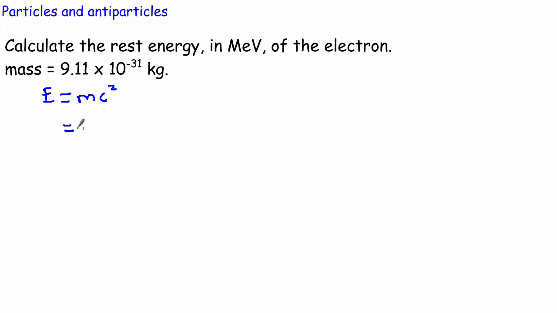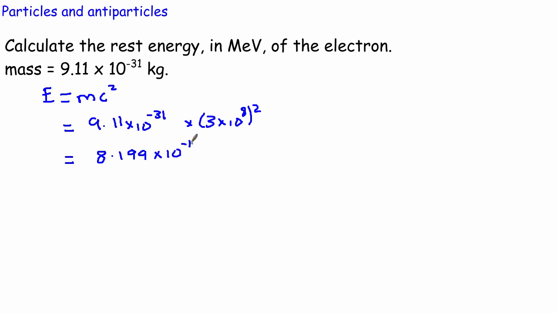We put our numbers in, so our mass of an electron is 9.11 times 10 to the power of minus 31 kilograms, and again we multiply it by the speed of light squared, so 3 times 10 to the power of 8 all squared, and if we do that we end up with an answer of 8.199 times 10 to the power of minus 14 joules. Okay, but I don't want joules, I want mega electron volts, I want MeV.